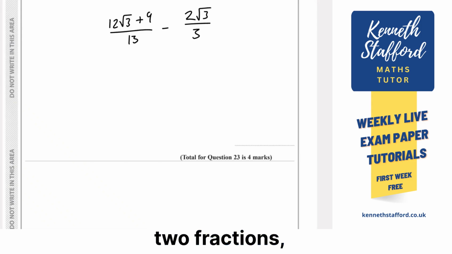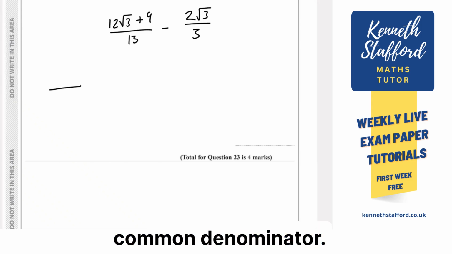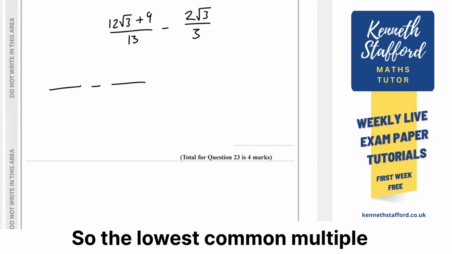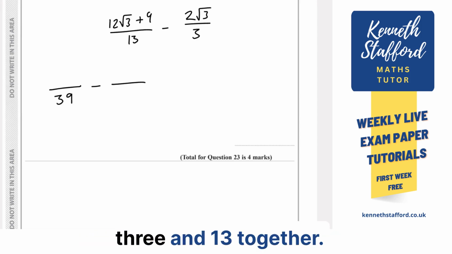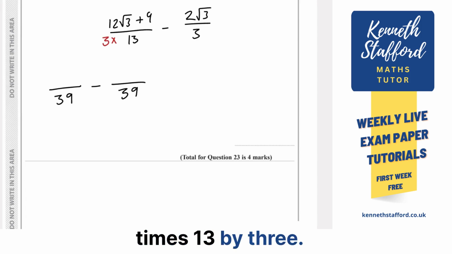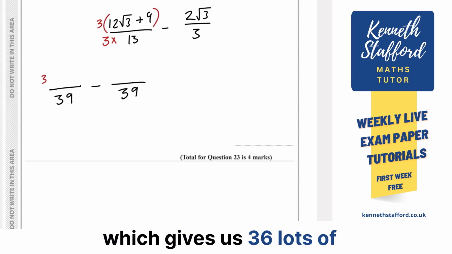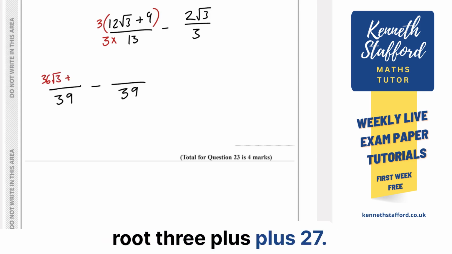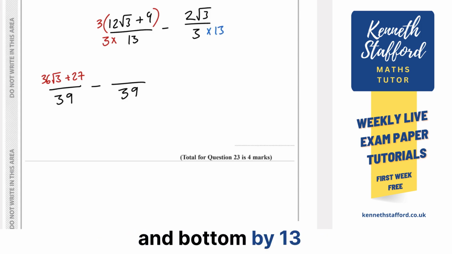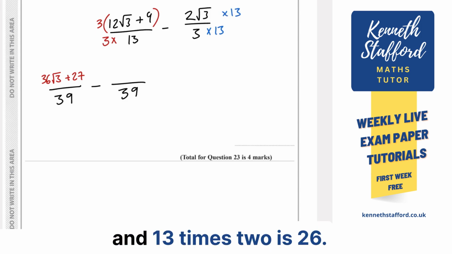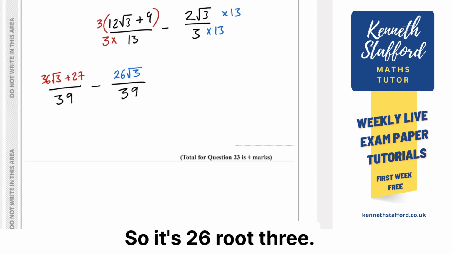To add or subtract two fractions, we need them to have a common denominator. So the lowest common multiple of 13 and 3 is 39, which comes from multiplying 3 and 13 together. So we would need to times 13 by 3, so we need to times the top by 3, which gives us 36 lots of root 3 plus 27. And for the other fraction, we'd need to times top and bottom by 13. And 13 times 2 is 26, so it's 26 root 3.